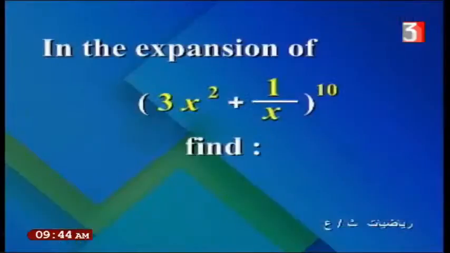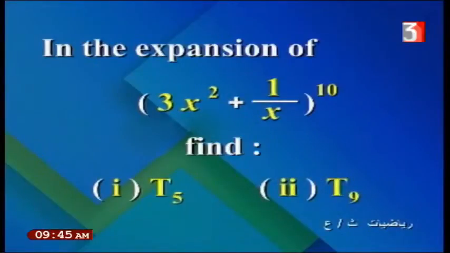My dear student, look at the expansion of (3x squared plus 1 over x) to the power 10. Find number 1, T5, number 2, T9. What is the meaning of T5? The value of the fifth term. What is the meaning of T9? The value of the ninth term.